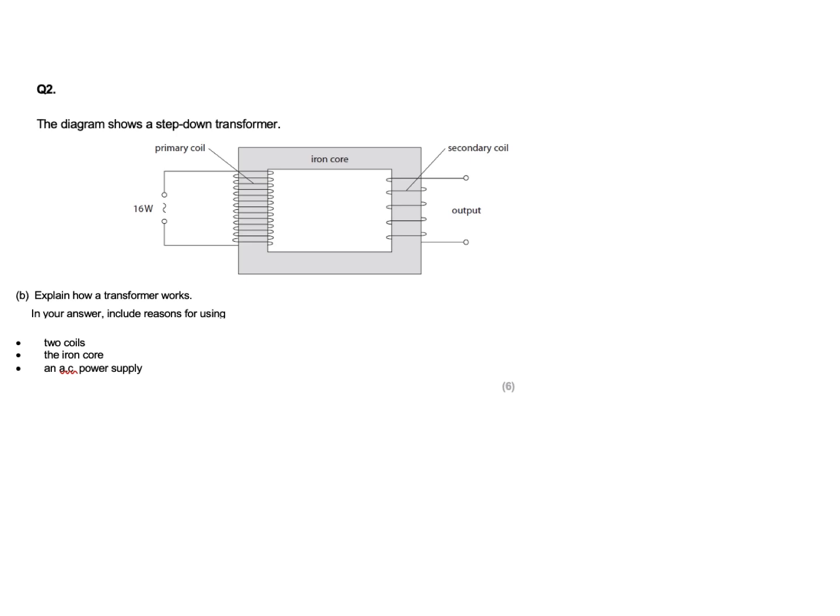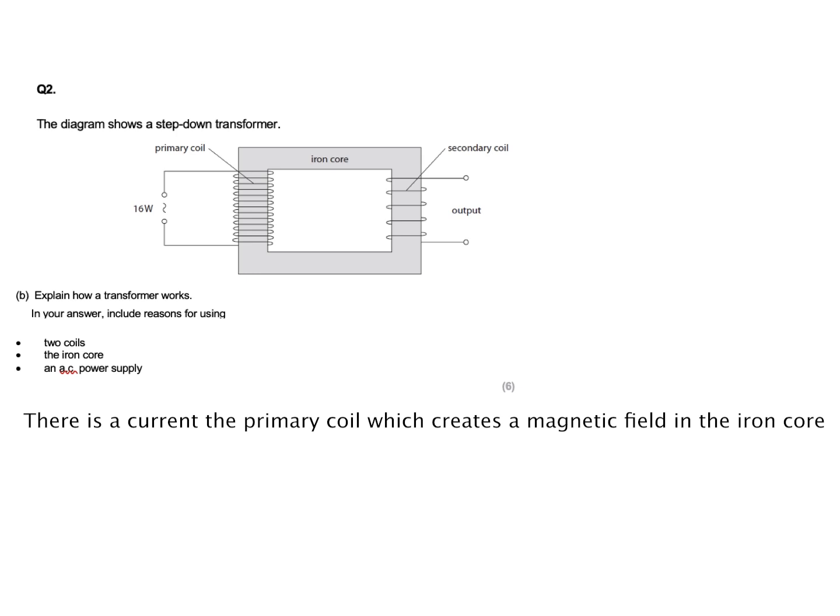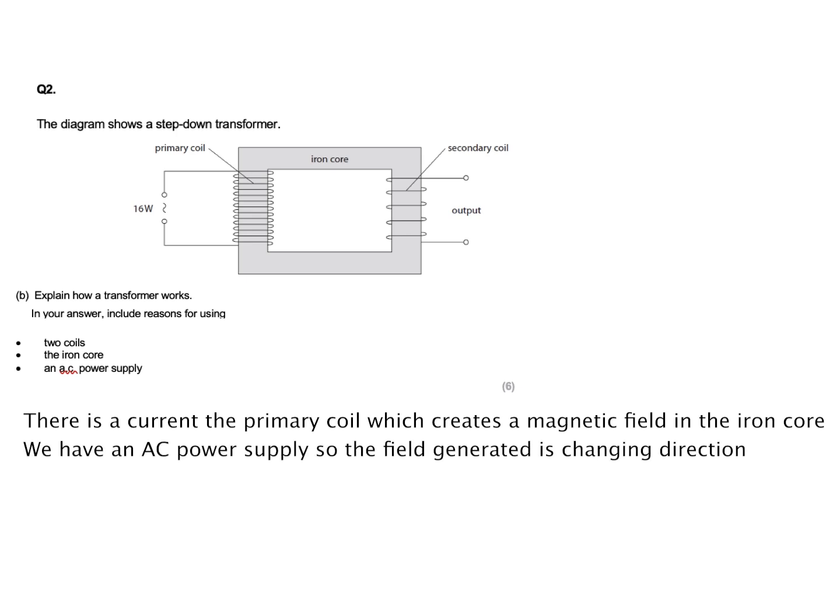So we can start by saying there is a current through the primary coil, which therefore creates a magnetic field in the iron core. However, because we have an AC power supply, that is an alternating current, we'll be creating an alternating magnetic field in the iron core. So that's our AC power supply part of this question done.